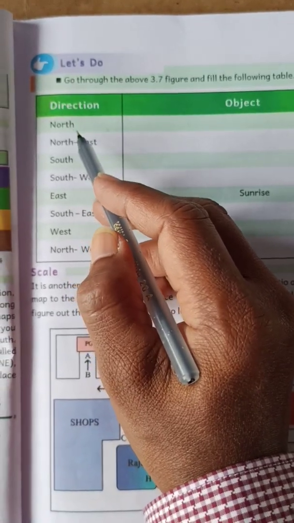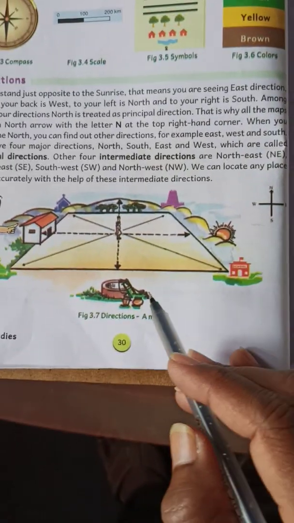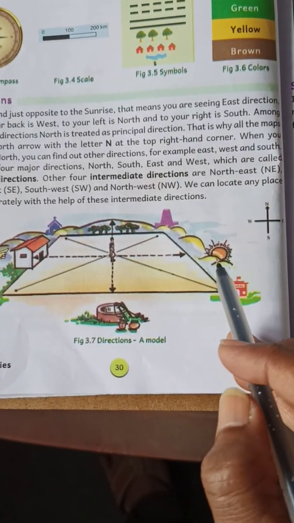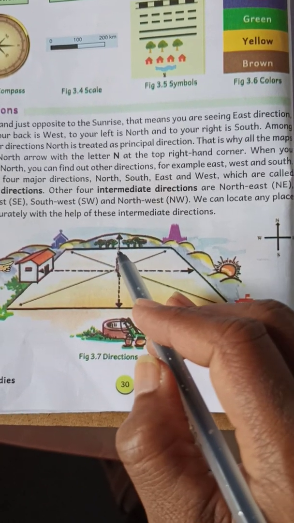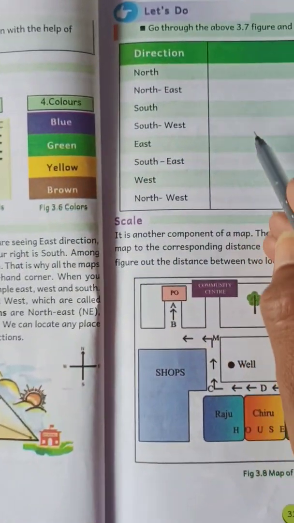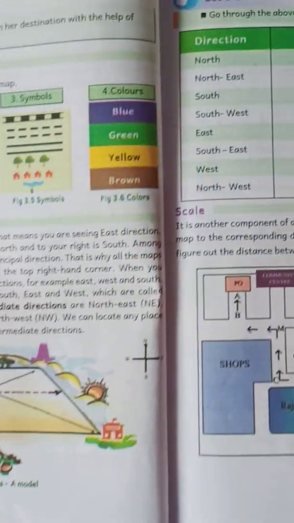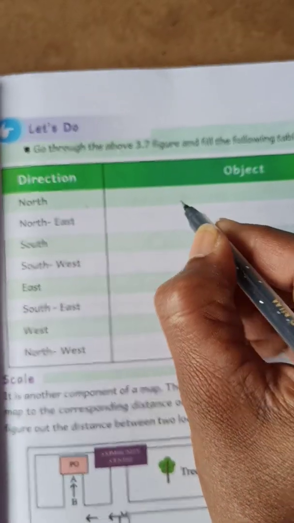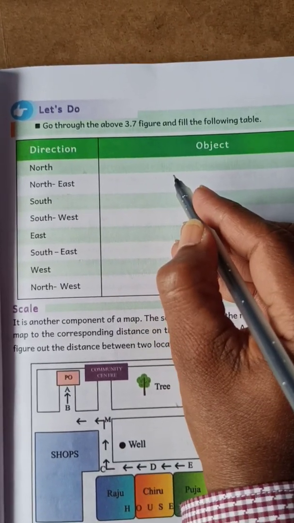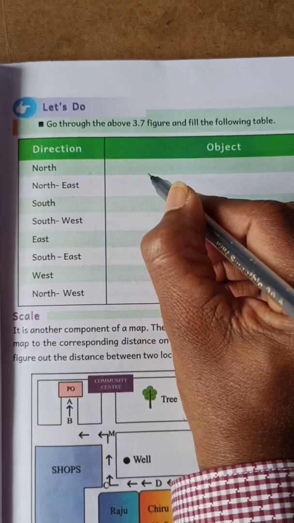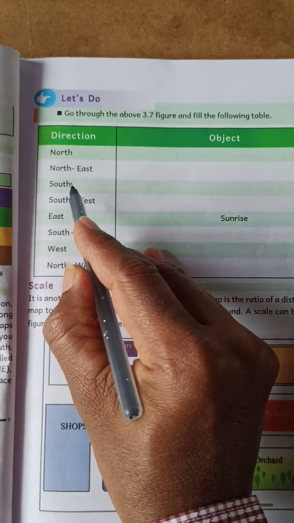First one, north. You must observe the north direction. What are there in the north direction? Yes, hills and trees. Hills and trees are there in the north direction. So you must write down the hills and trees. Hills and trees in the north direction. What about northeast?